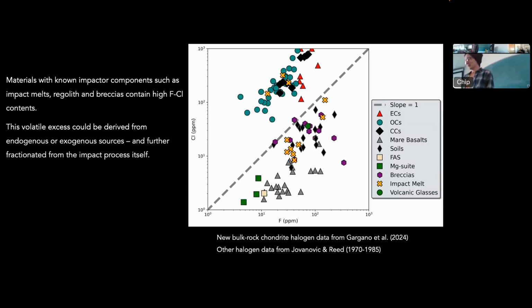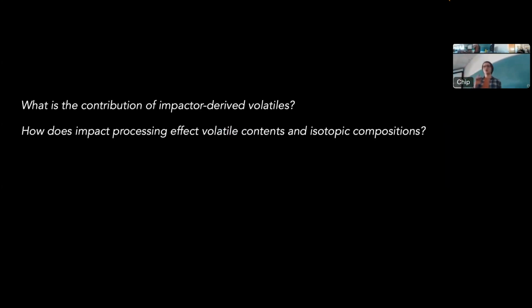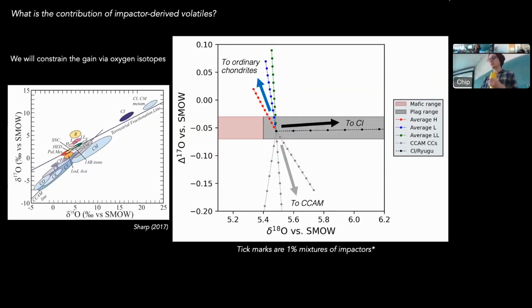To break this problem down requires addressing two questions, one step at a time. What is the contribution of impactor-derived volatiles? And how does impact processing affect volatile contents and the isotopic value of a given volatile element? I spent a lot of time thinking about how to best articulate this, but we're going for this today. To adequately address this question requires you to constrain what you gained, to know what you lost and how you lost it. And what we're using for this purpose is oxygen specifically.